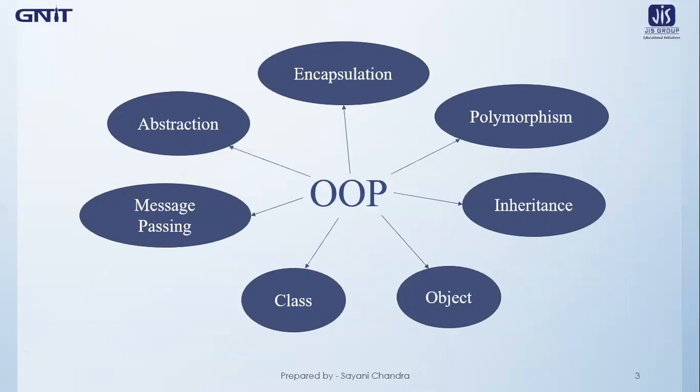The next property is message passing. Message passing is a property where we will see that one object will communicate with another object. One object will always communicate with another object, and every object will pass some messages or some information in between them. That thing is known as message passing. When one object communicates with another object, it obviously communicates in order to pass some messages or information.